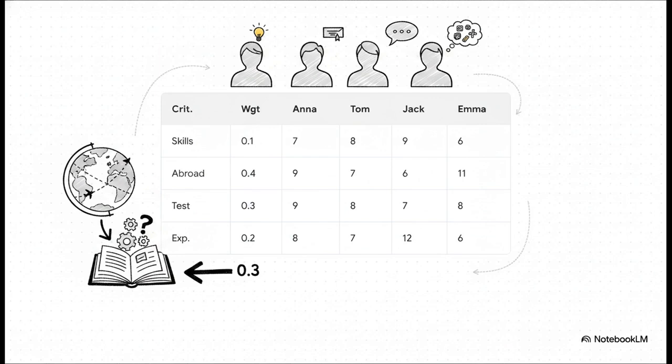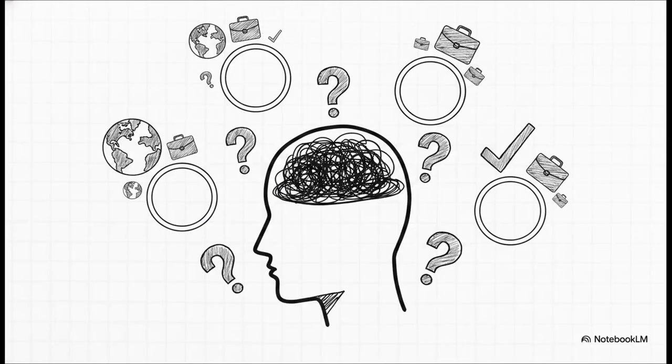We have 4 candidates, Anna, Tom, Jack, and Emma, and they're being evaluated on 4 weighted criteria. Now, for this international role, the company is heavily favoring living abroad at 40% of the decision weight and the written test at 30%. Interpersonal skills only hold 10%. And as you can see, the candidates have completely different strengths across the board.